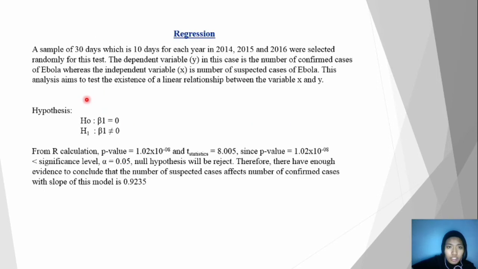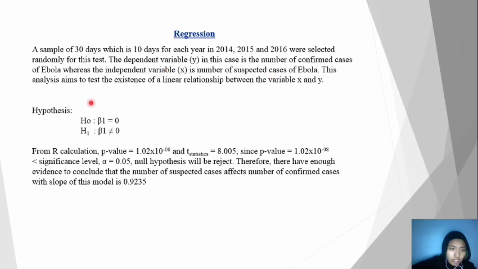The third test is the regression test. For the regression test, I take the same variables as the correlation test, and a sample of 30 days was also selected. The dependent variable Y for this test is the number of confirmed cases, and the independent variable X is the number of suspected cases.